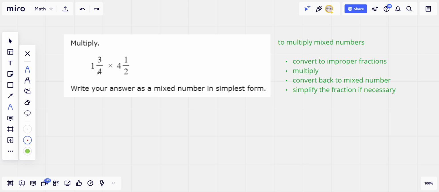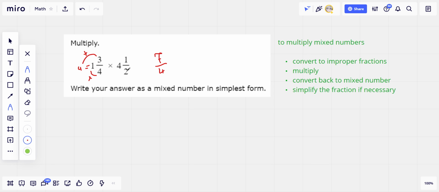If you are forgetting how to do that, you take the denominator and you multiply it by the whole number part. So 4 times 1 equals 4. And then you add that to the 3 up here, to the numerator. So 4 plus 3 is 7. So 1 and 3/4 is actually 7/4.